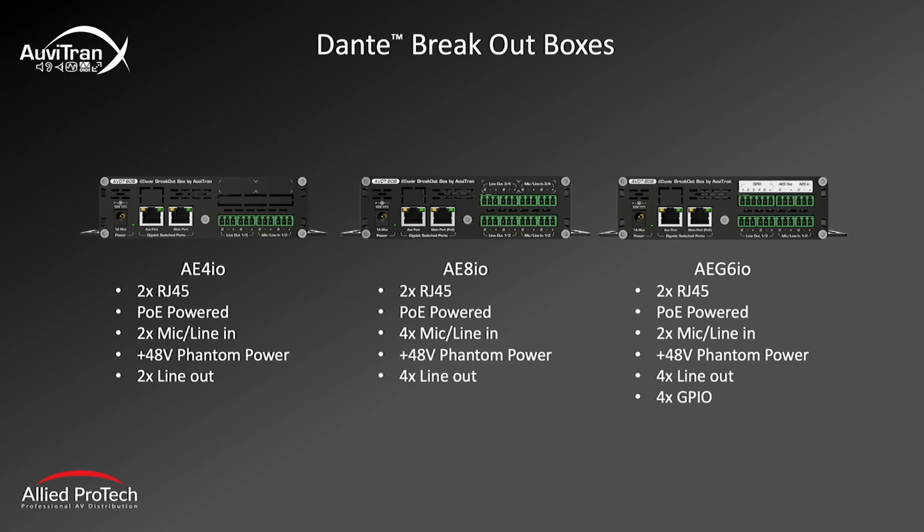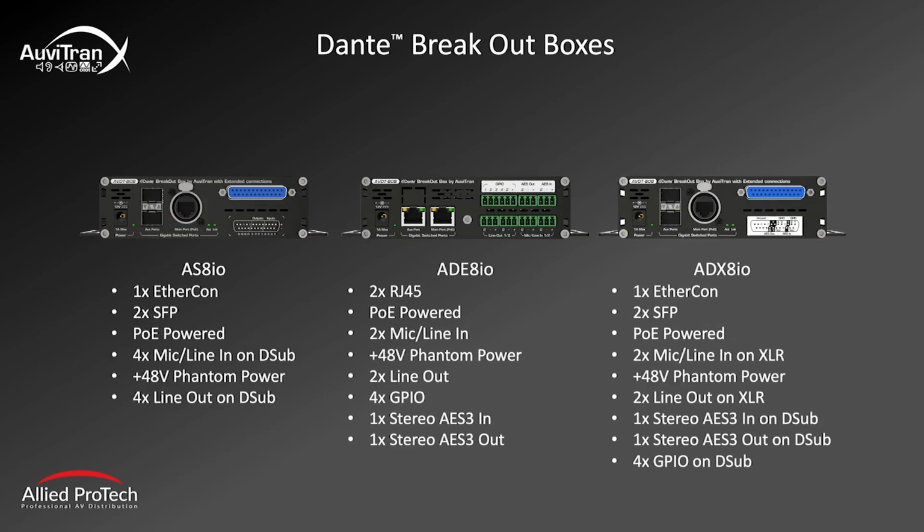2 line outputs. Then there's the AE8 I/O, which has 4 mic line ins and 4 outputs, and there's also the AEG6 I/O, which has 2 mic line inputs, 4 line outputs, plus 4 GPIOs for control. Next, there's the AS8 I/O, which offers 4 mic line inputs, 4 line outputs, all on a D-sub, along with 2 SFP cages for network connectivity, and there's an Ethercon to connect to the network and to apply PoE power, for example. The ADE8 I/O has copper RJ45 network connections, plus 2 in, 2 out, 4 GPIOs, 1 stereo AES in, and 1 stereo AES out.